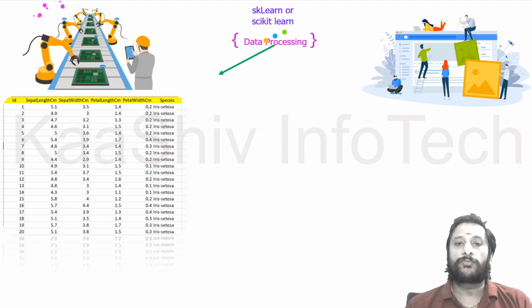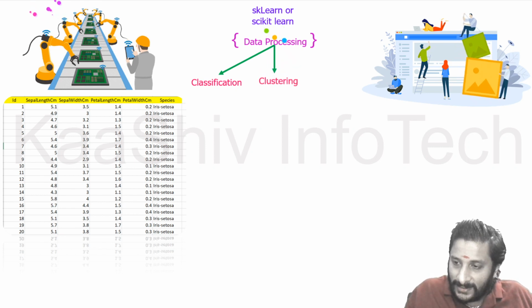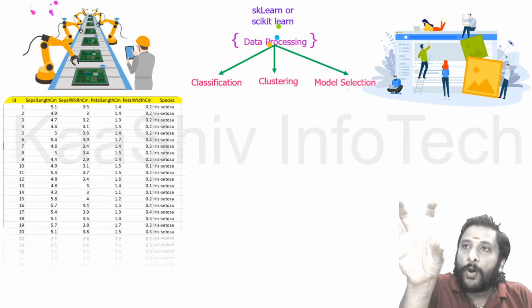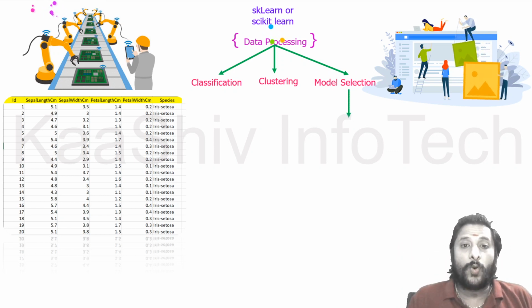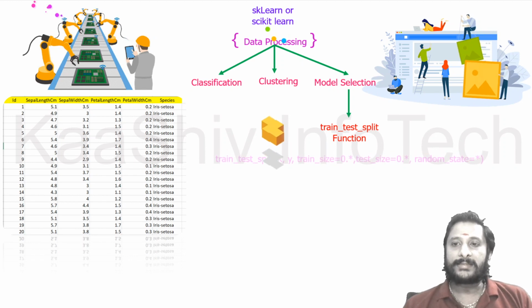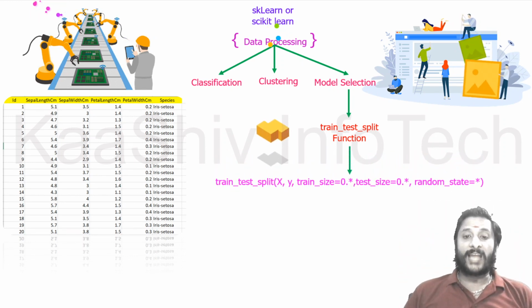It is used for data processing, to do some classification. I want to classify the data, sir. I want to cluster the data, sir. I want to select the model, sir. Whatever you want, you need this sklearn, Scikit-Learn library. An inbuilt functionality is available, called train test split.